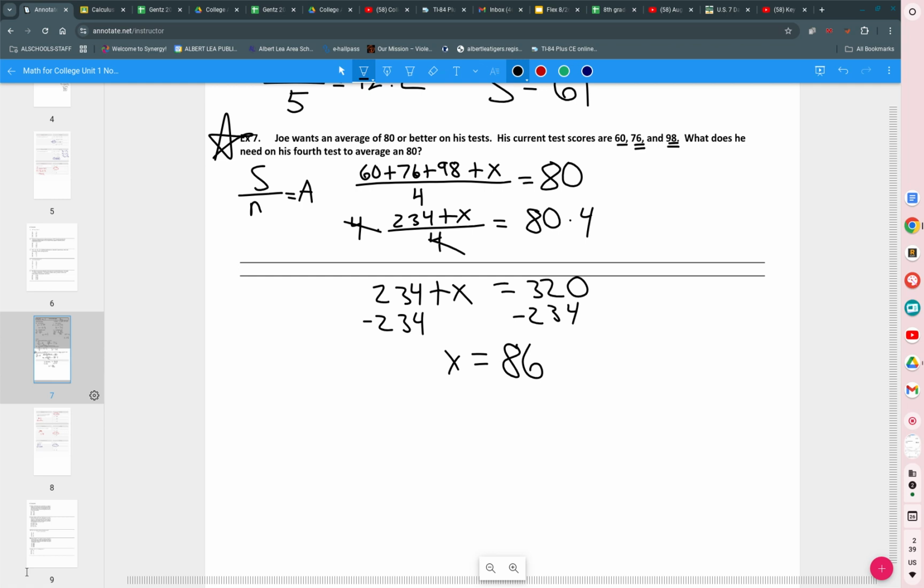Suppose that this number didn't come out to be 86. Suppose this number came up to be 106. Probably not going to happen then, right? Not getting that average score of 80.